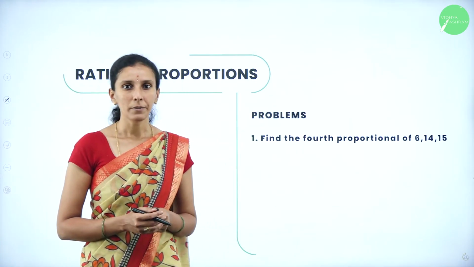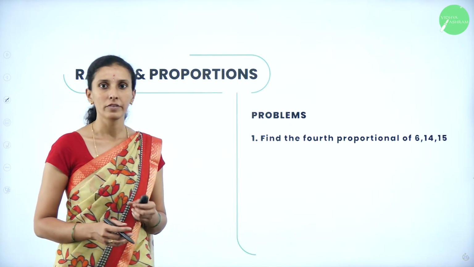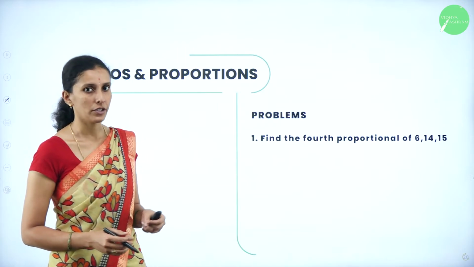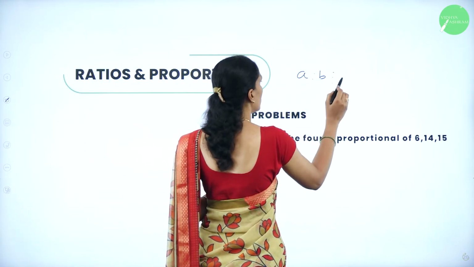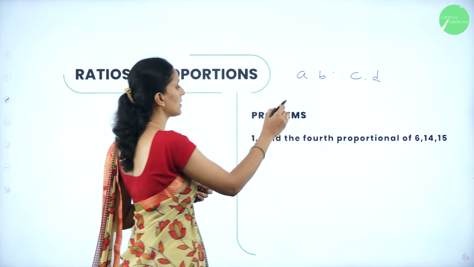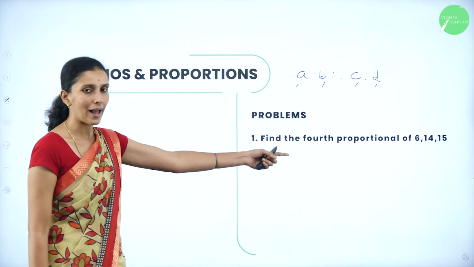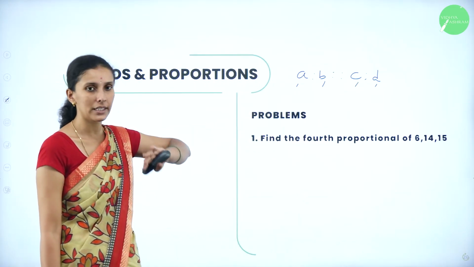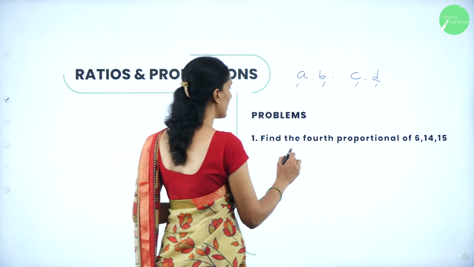So we'll take simple problems now. Find the fourth proportional of 6, 14, 15. So fourth proportional means suppose you have 4 terms. So this is the first, second, third and fourth proportion. I don't know the value of the fourth proportion. I have only 3 terms, that is 6, 14 and 15. So let me write this.